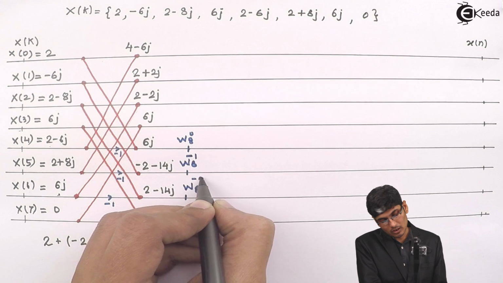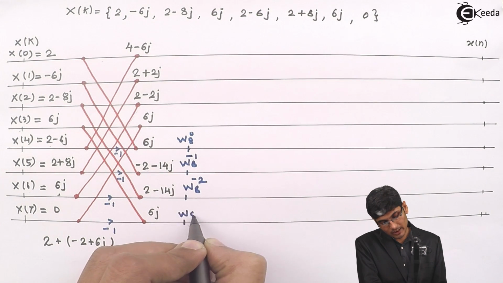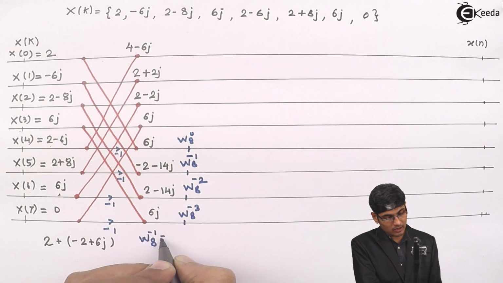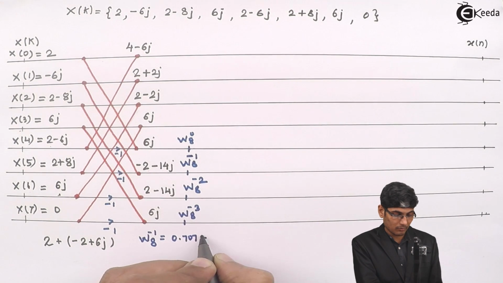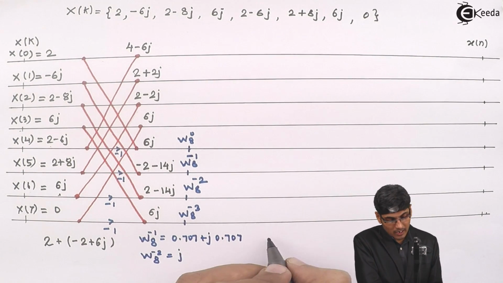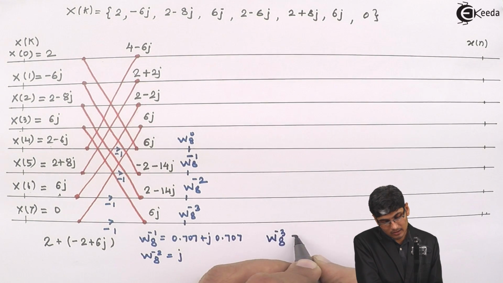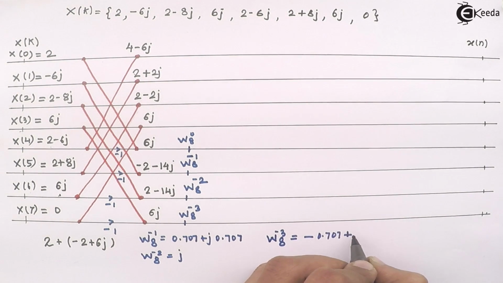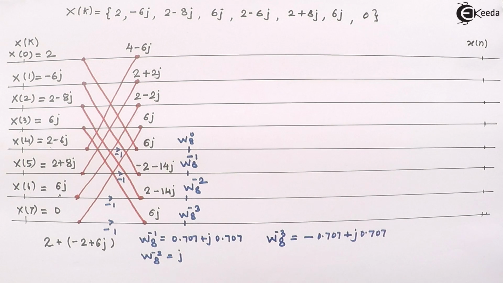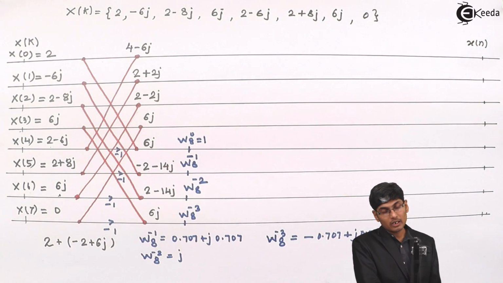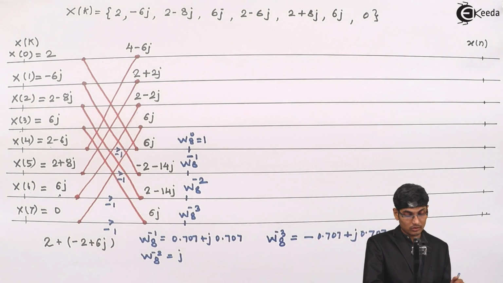Then you have W8 raised to minus 2, and finally we have W8 raised to minus 3, where W8 raised to minus 1 is 0.707 plus J 0.707. W8 raised to minus 2 is nothing but J, and W8 raised to minus 3 is nothing but minus 0.707 plus J 0.707. So these are the further values that I am going to get, and W8 raised to 0 is by default 1. Anything raised to 0 is 1.